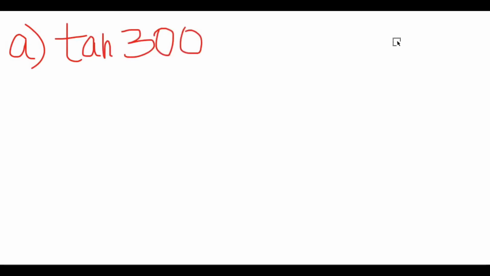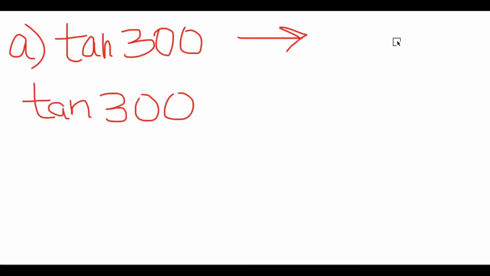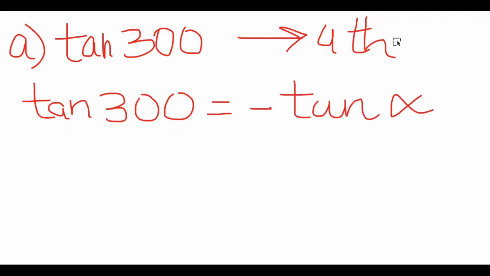Okay, so now let's do some questions which will clear our concepts that we have studied up till now. How to find the value of tan 300. Now we know that tan 300 is present in which quadrant? Fourth quadrant. In the fourth quadrant, the value of tan will always be negative. So whenever we have tan in the fourth quadrant, it becomes equals to negative tan of alpha. What will be the alpha of 300?